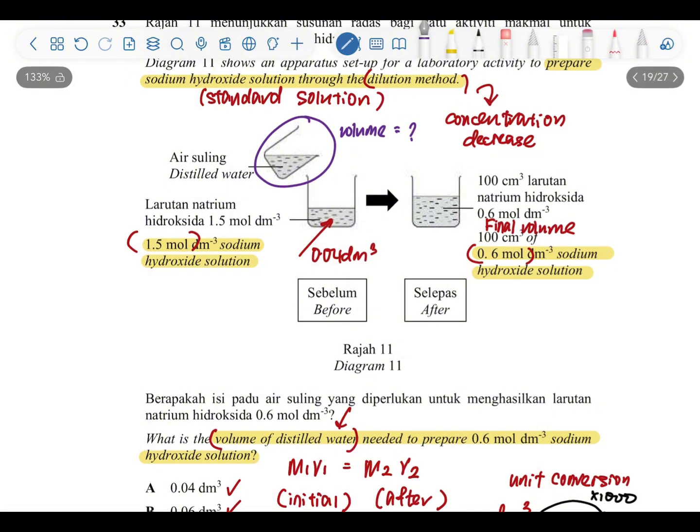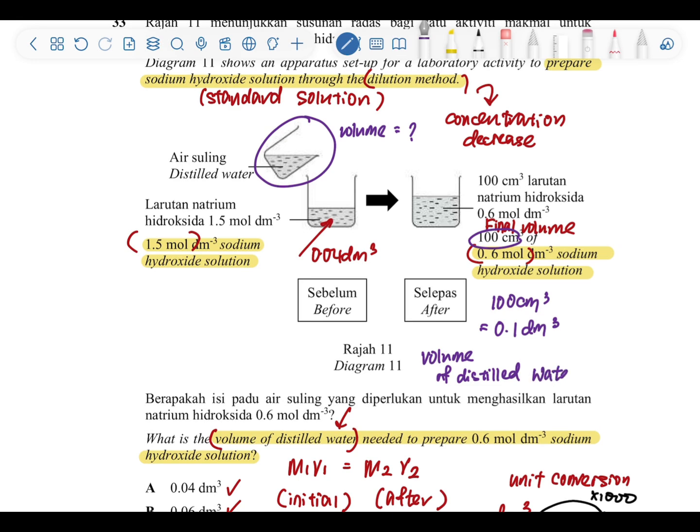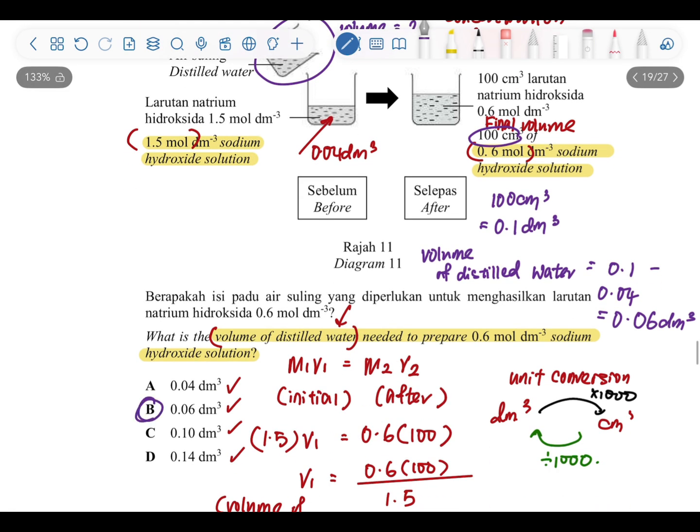So we know that the final volume is actually 100 cm³, which is equal to 0.1 dm³. So the volume of distilled water needed is 0.1 minus 0.0504, which is equal to 0.06 dm³. So the answer would be B.